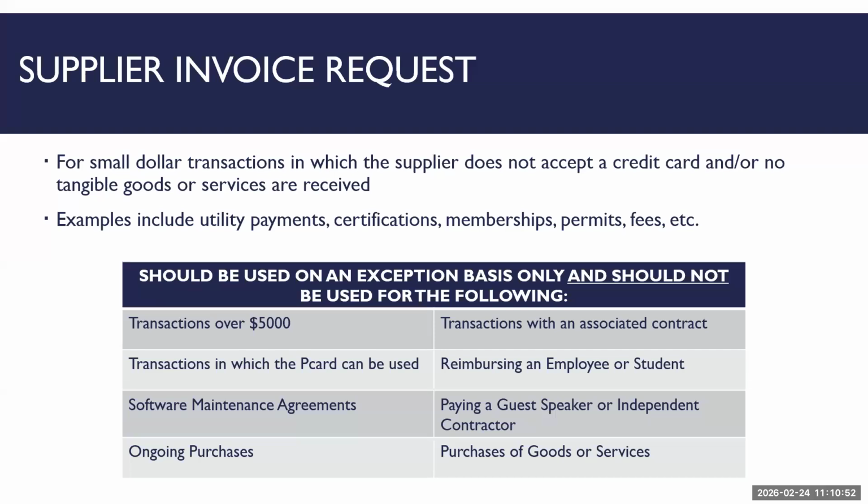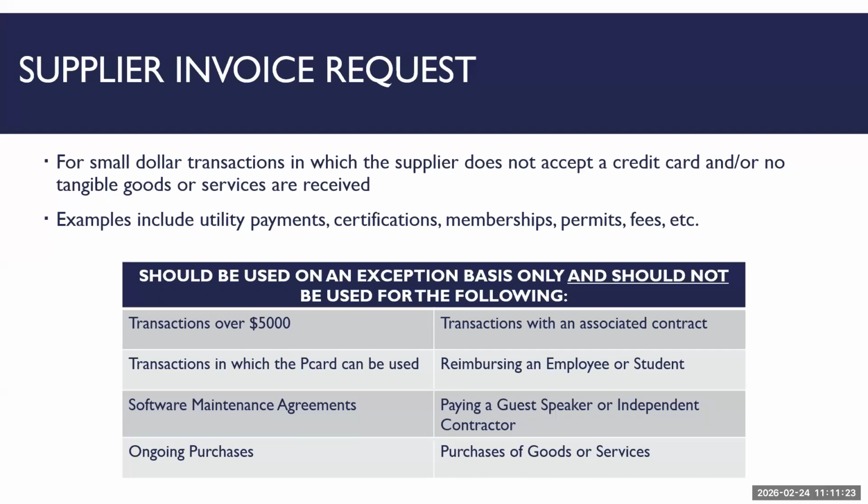So if you have software maintenance agreements, or ongoing purchases that should be on a blanket purchase order, or any transactions that have an associated contract. You should also not use an SIR if you are reimbursing an employee or a student, of course, or a guest speaker or independent contractor, since that's a different process. And then, of course, if you're purchasing any goods and services, those should all be on a requisition if those qualify.